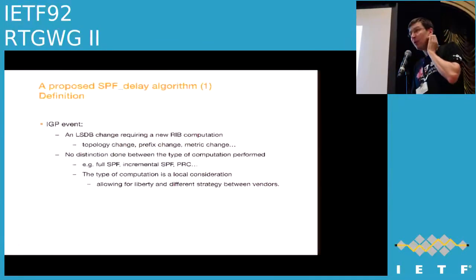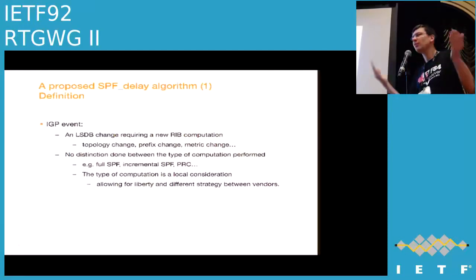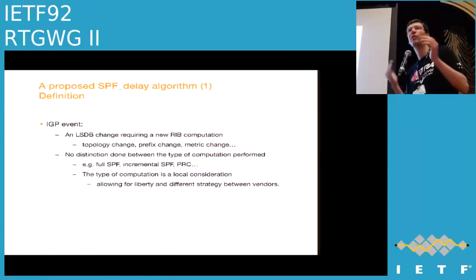Let's begin with a definition. We will call IGP event a change of the link state database which requires a new computation of the RIB. So whatever the following change, could be a topology change, a prefix change, a metric change. And also we don't make any distinction between the type of computation which is run. So you can do a full SPF, an incremental SPF, or a PRC. It doesn't matter. It's a local consideration, which is good because it gives freedom to each implementation to do the type of computation they want according to their own choice.